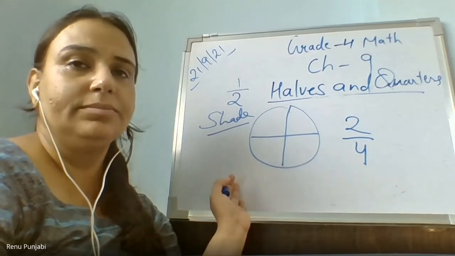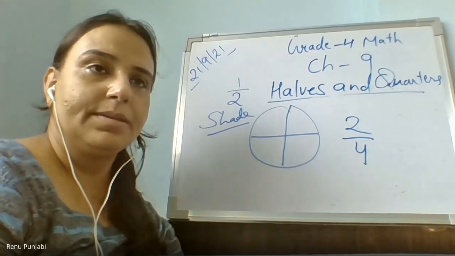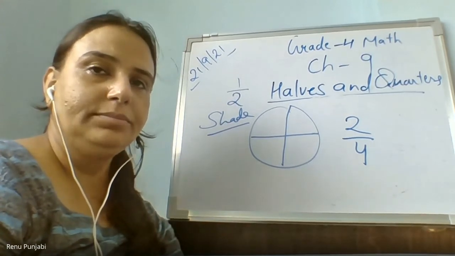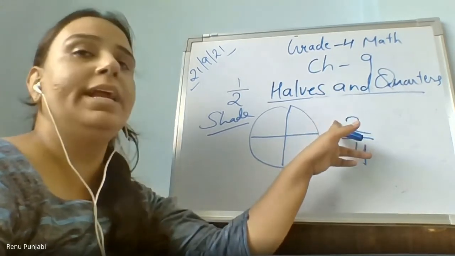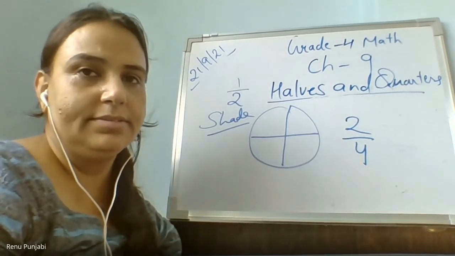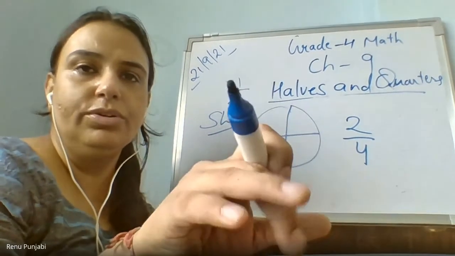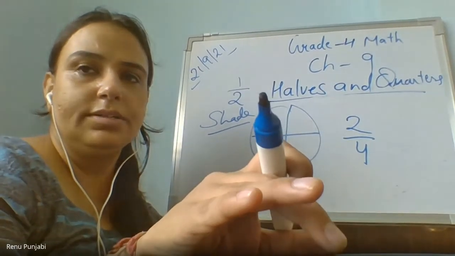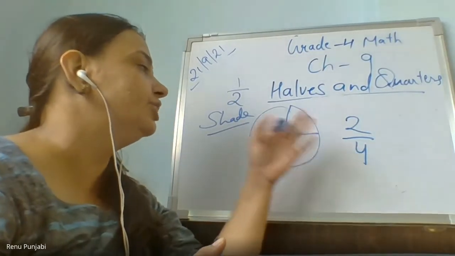Yes, Varija. How many parts will you shade? 4 are the total. Only see the numerator and shade according to the numerator. My board is not visible to you? Ma'am, 6 is the answer. No, my dear. Why are you adding them? I'm telling you, just this is the figure.